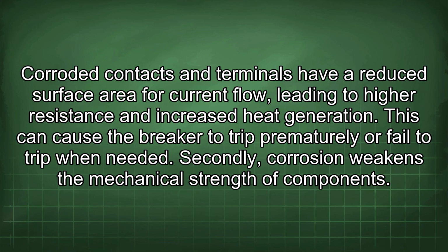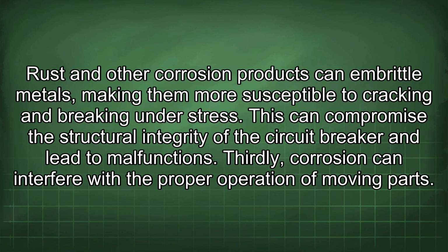Secondly, corrosion weakens the mechanical strength of components. Rust and other corrosion products can embrittle metals, making them more susceptible to cracking and breaking under stress. This can compromise the structural integrity of the circuit breaker and lead to malfunctions.